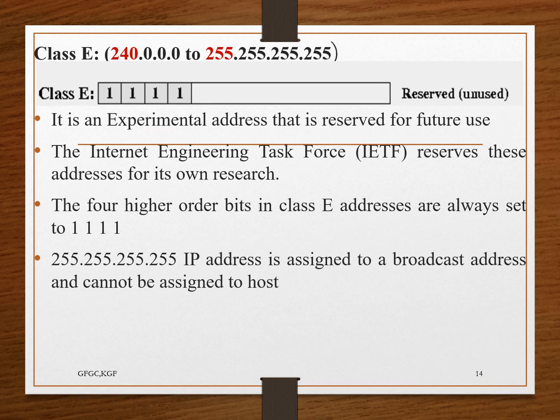In Class E, the IP address ranges from 240.0.0.0 to 255.255.255.255. Class E is not divided into network ID and host ID. It is an experimental address that is reserved for future use. The IETF, Internet Engineering Task Force, has reserved these addresses for its own research. The four higher order bits in Class E addresses are always set to 1111. So the 255.255.255.255 IP address is assigned to the broadcast address, and it cannot be assigned to a host.